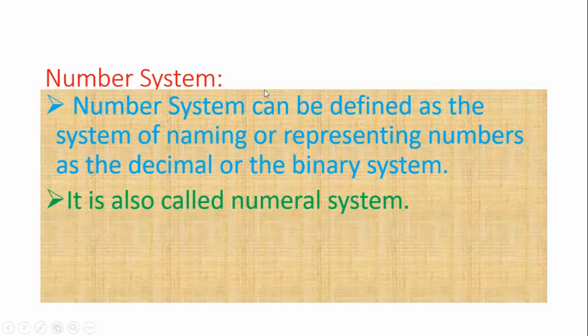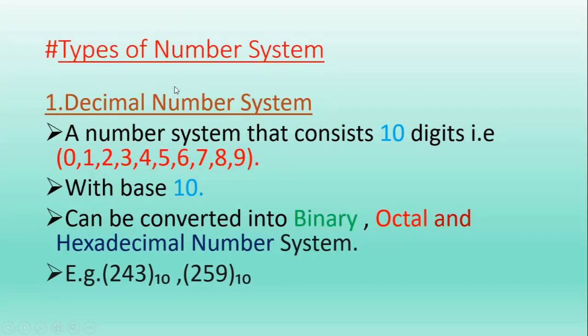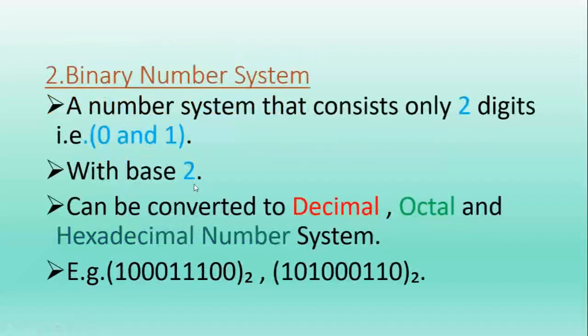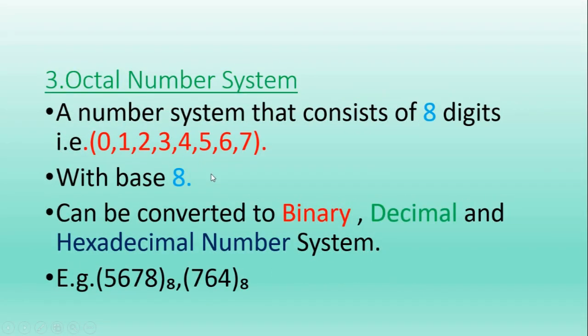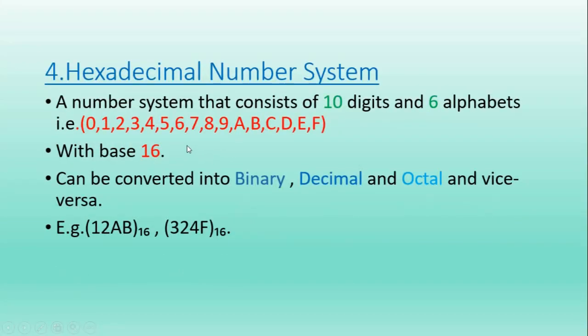So we got the basic concepts of number system, its types. Now we'll go through the conversion of number system from one form to another. For that you have to remember the bases of different types of number system, which is decimal number system, its base is 10, binary its base is 2, octal its base is 8, hexadecimal its base is 16.